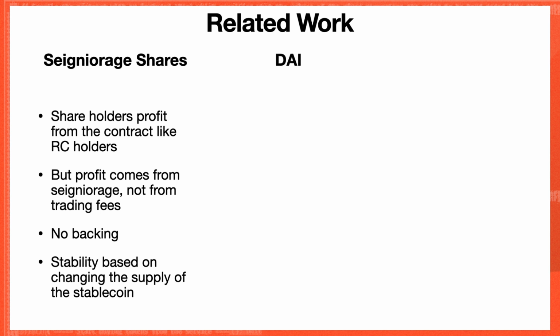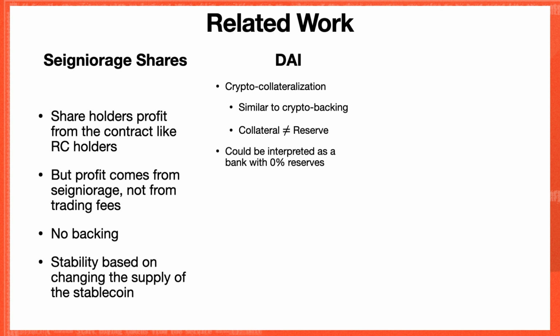Yeah. Another one, of course, DAI. So DAI is crypto collateralized, and this is similar to crypto backing, but not exactly the same. So there's a difference between collateral and reserve. I will not go into details on this in this talk, but it's a subtle but important difference. And I think it's important because when you don't have reserves but you have collateral, the contract could be interpreted as a kind of bank with 0% reserves, you know. And we were concerned about legal aspects related to this.